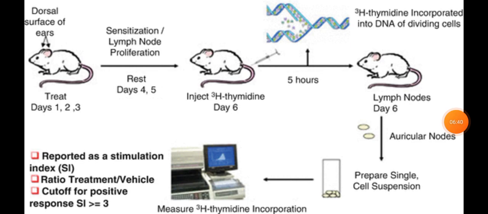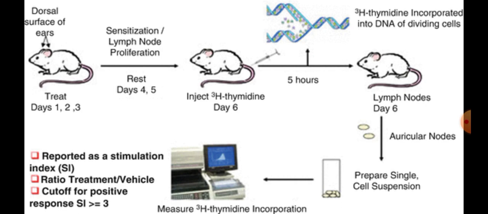If we talk about specific methodology, the test material is applied to the ears of the mice. In the standard protocol, mice of the CBA strain receive 3 consecutive daily applications of 25 ml test substance dissolved in an appropriate solvent, that is acetone olive oil or DMSO or DMF, on the dorsal surface of both ears, which is approximately 1 centimeter square each area.